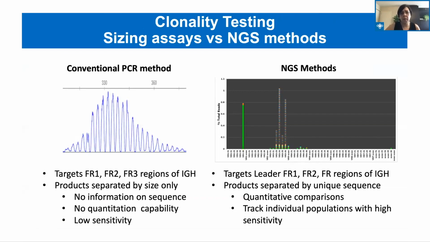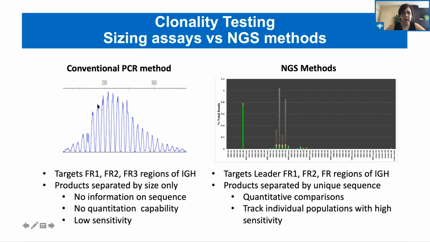Clonality testing in general, or this type of assessment, has always been done with sizing assays. For the past 10, 20 years, we have been doing this with assays that are highly standardized and generally look for specific targets in IgH, particularly the FR1, FR2, and FR3 regions. This is an assay done by PCR, where the products are separated by size only. Here, for example, you can see the products separated by size, where the size is on the x-axis and the height is the amount of PCR product that you have.